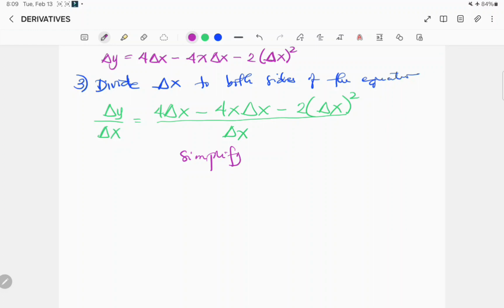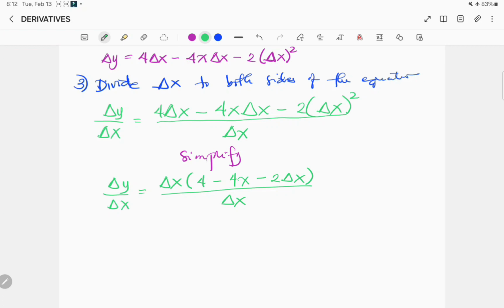So simplifying the right side, as we observe in our numerator, there is a common factor to each of the terms in the numerator of the right side, and that is change of x. So factoring out change of x will give us another factor, which is 4 minus 4x minus 2 change of x, over change of x.